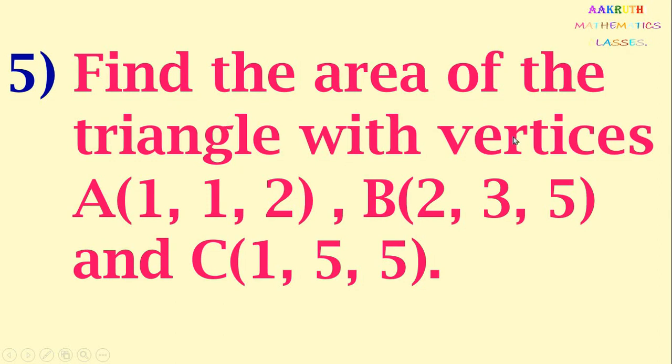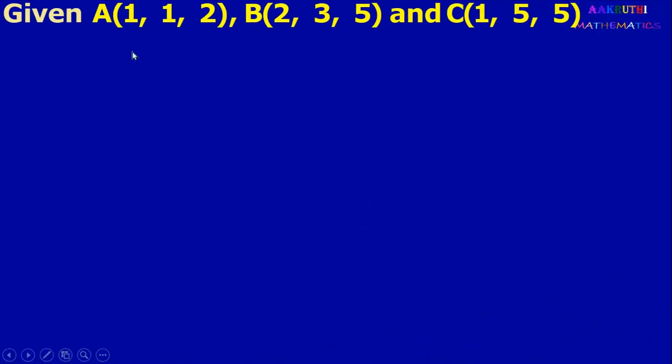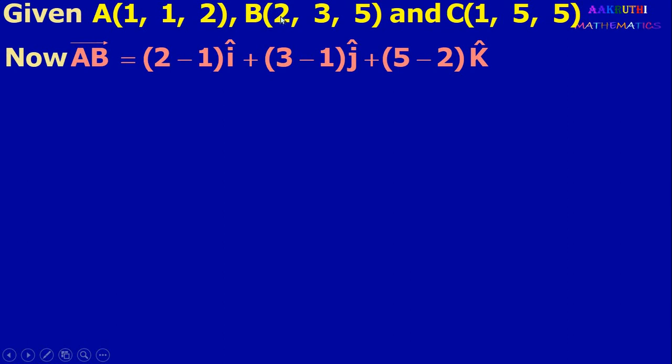The next problem: find the area of the triangle with vertices A (1,1,2), B (2,3,5) and C (1,5,5). Here the vertices are given, you have to find the area of this triangle. Now first we find vector AB. AB is (2 minus 1)i, (3 minus 1)j and (5 minus 2)k. So it is 1i plus 2j plus 3k. So AB vector is i plus 2j plus 3k.